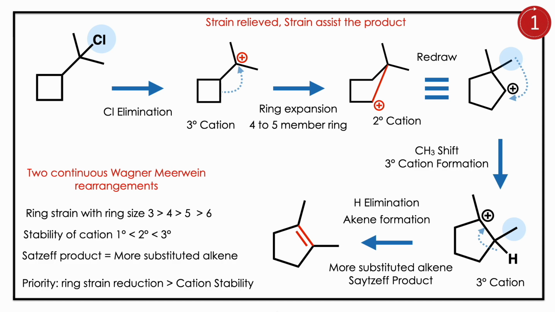Here the tertiary cation is converted into a secondary cation because ring strain reduction is important. So the cation forms. If you read it nicely, you have a 5-member secondary cation. Then the cation can become tertiary by methyl group migration. It happened, you have a tertiary cation. Then hydrogen elimination gives the Zaitsev product with alkene. The concept you have to learn here is that ring strain reduction is the highest priority and cation quenching follows the Zaitsev rule.